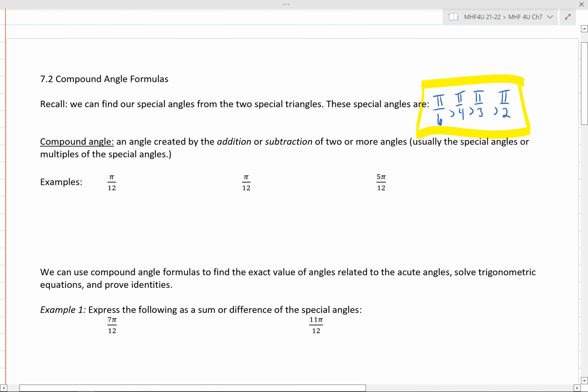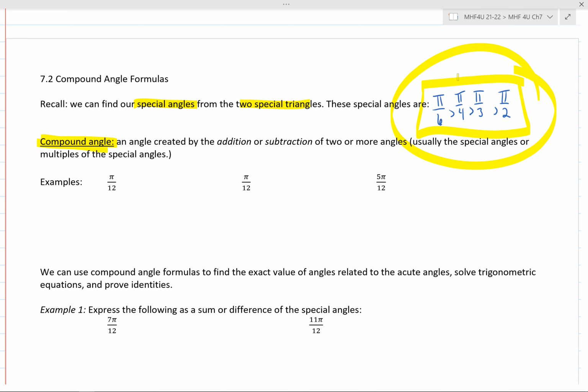So we're going to explore our compound angle formulas, and that is we're going to learn about creating compound angles, working with them, and how to use the formulas. We won't derive the formulas themselves today. Now, we're all familiar with our special triangles and the angles that are involved. The angles involved in the special triangles are all written here: pi over 6, pi over 4, pi over 3, and pi over 2.